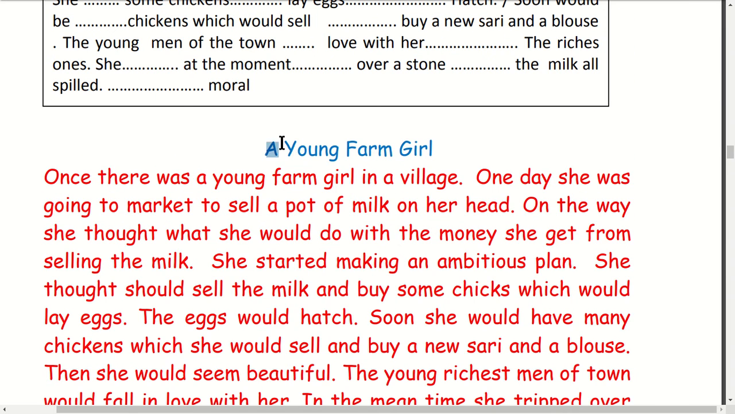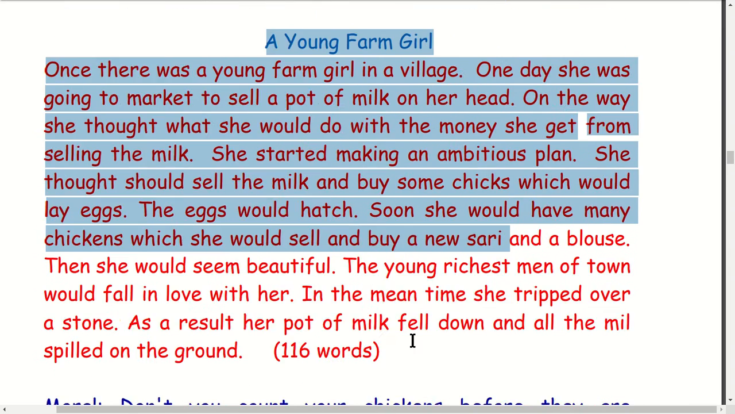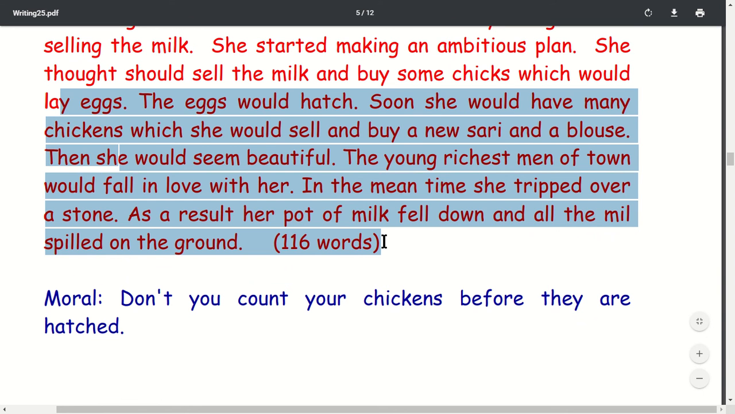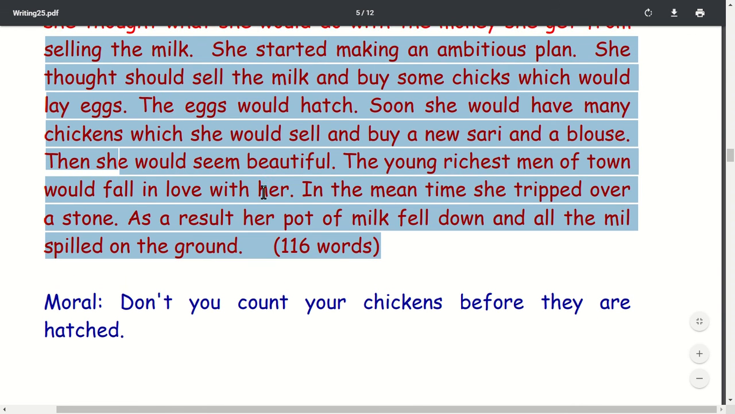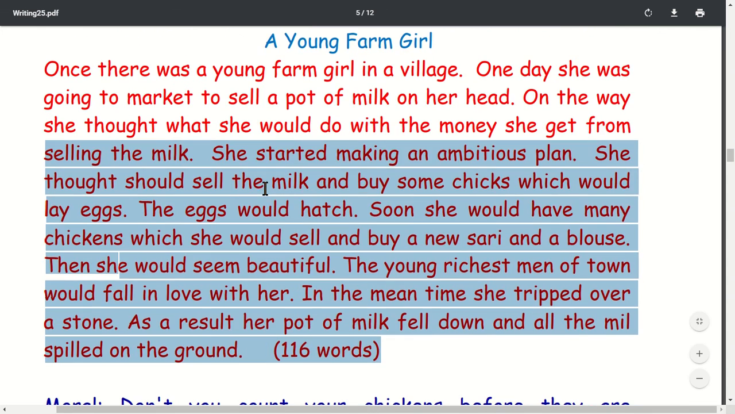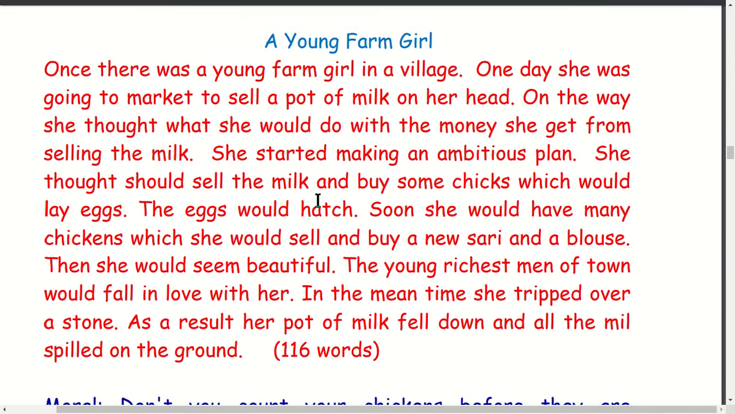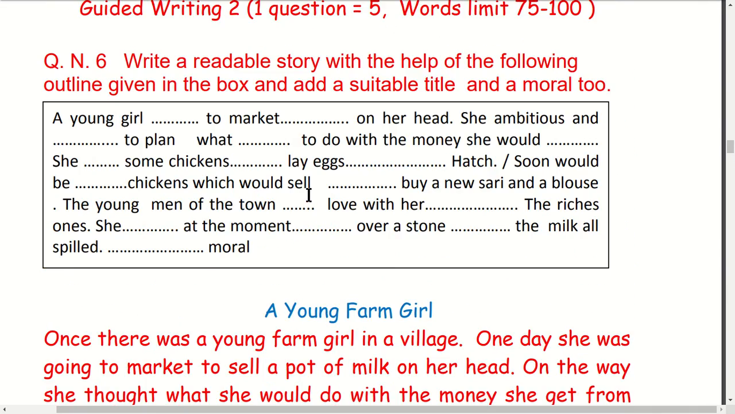This question is guided writing number 2, question number 6. This also carries 5 marks here. Okay, a young farm girl, this is the story here.